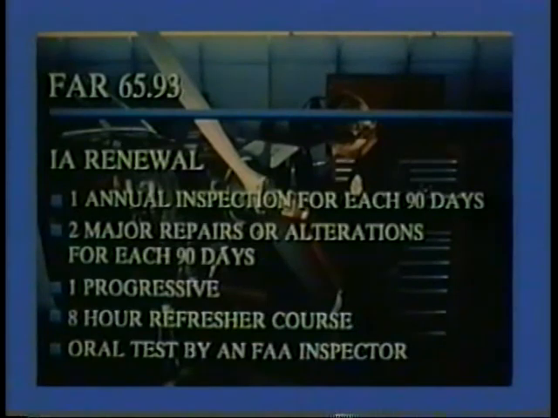To meet renewal requirements for an inspection authorization, an IA under FAR 65.93, a mechanic must perform one annual inspection for each 90 days that the authorization is held, or perform two major repairs or major alterations for each 90 days, or perform or supervise one progressive inspection, or complete an approved 8-hour refresher course, or take an oral test from the FAA. Only a few mechanics take this last option for renewal.